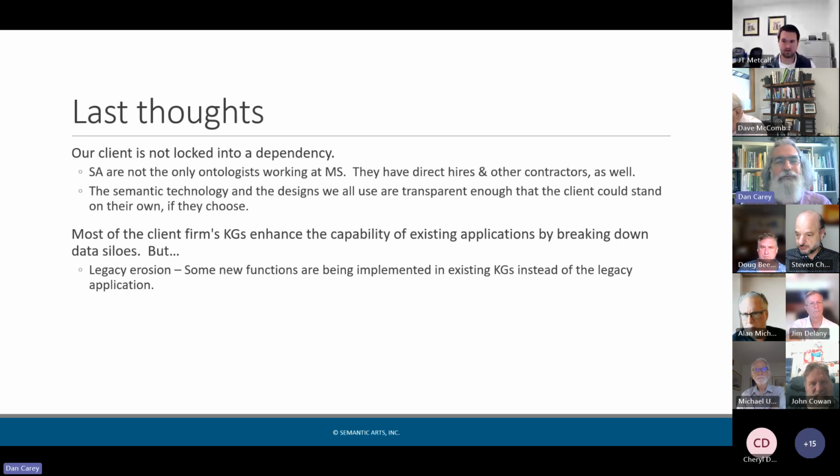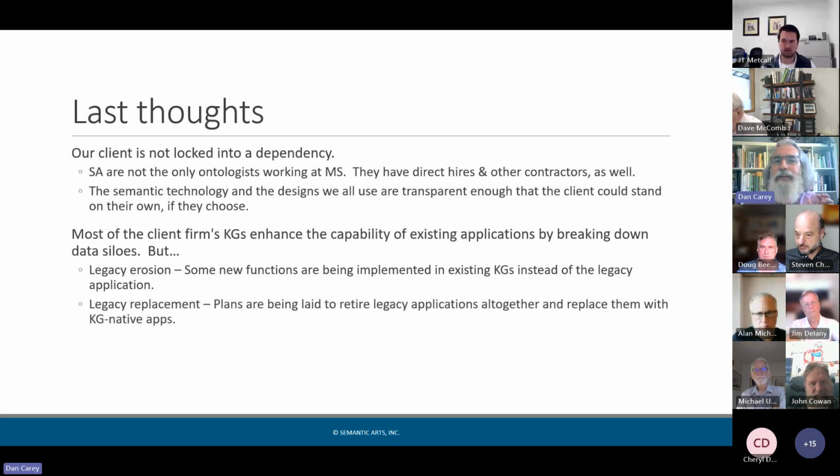And we are also just now beginning to see some legacy replacement possibilities, where they're laying out plans: some application that's been around for a while is aging out, it's time to replace it. So the discussion is going, well, why don't we just go ahead and do this on a knowledge graph platform rather than buying some new thing or developing some new thing in the traditional relational method.